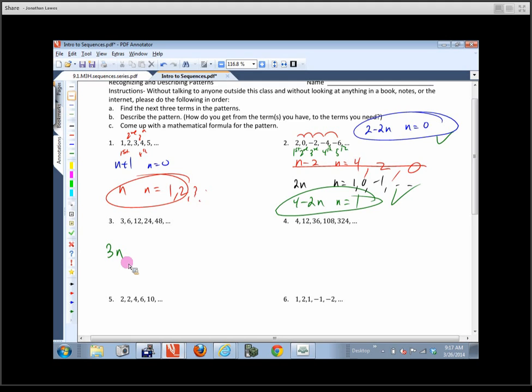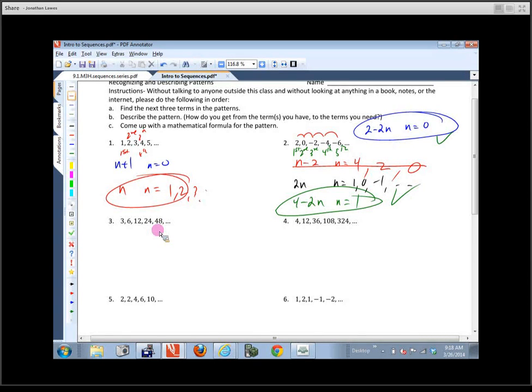If you started by plugging in a 1, does that make the right sequence? Plug in a 1, you get a 3. Plug in a 2, you get a 6. Plug in a 3, you get a 12. Plug in a 4, you get, ooh, wait a minute. Does that work? Doesn't work for that one, does it? 3, 6, 12, 24. Any ideas? Okay, it's doubling every time.